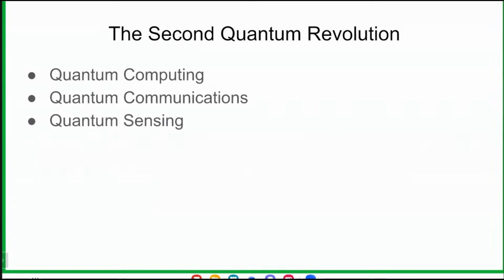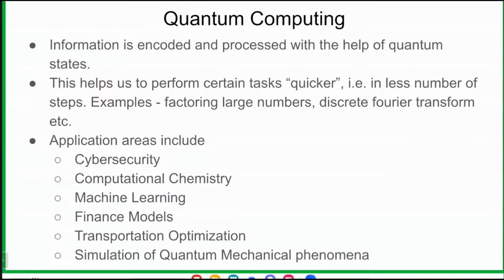The second quantum revolution is based on the idea of encoding information in quantum states, specifically two-level quantum states or qubits. In the second quantum revolution, the three main verticals that we have are quantum computing, communications, and sensing. Quantum computing is the idea of using the resources of superposition and entanglement to make certain algorithms faster.